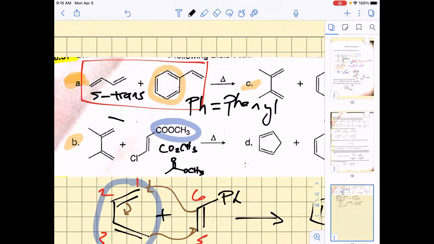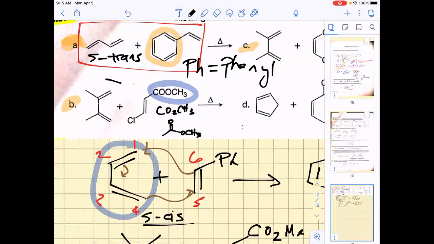Okay. Right. And that is important. Remember, we talked about that. If it's S trans, then it can't overlap in the transition state properly. So it's got to be written as S cis. But that's why you heat it, right? Because that's where the energy comes from for it to interconvert from S trans to S cis, because that's the only way it can react properly.